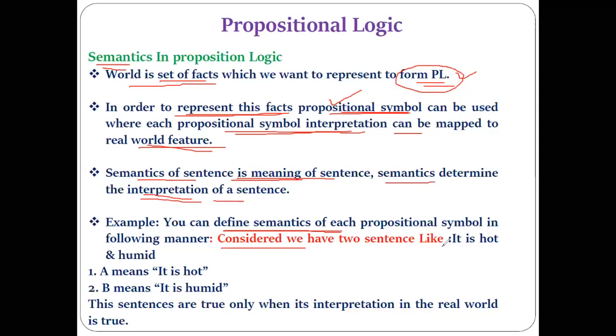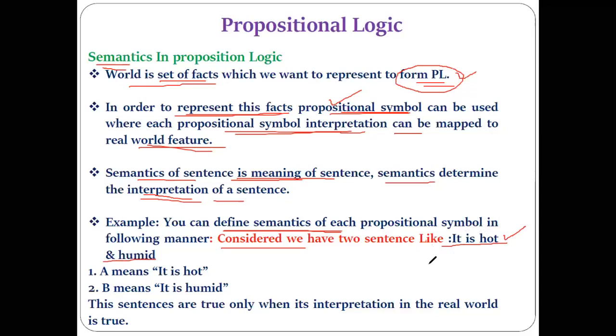Suppose I write here a statement or fact like: it is hot and humid. The sentence I have written is: it is hot and humid. So it is a kind of fact. All of you agree? It is a fact which is present in the real world. So it is hot and humid means this is a fact related to the weather condition.